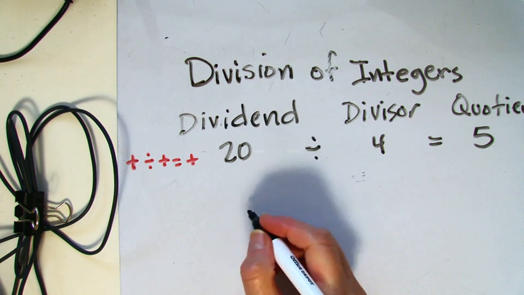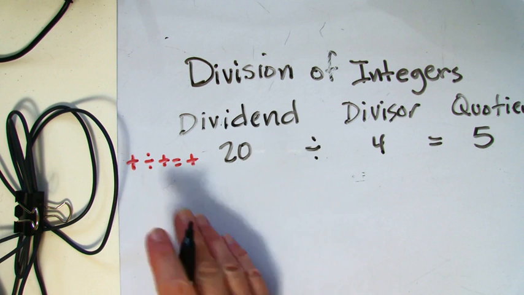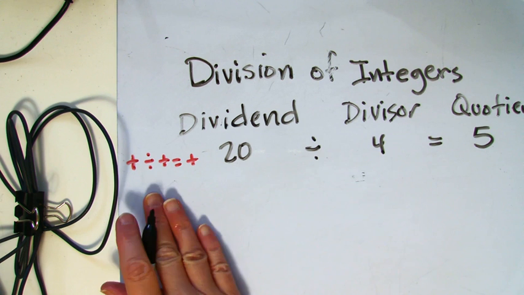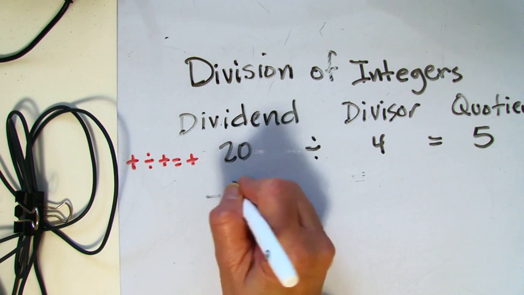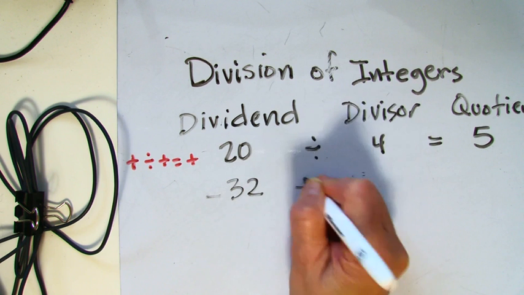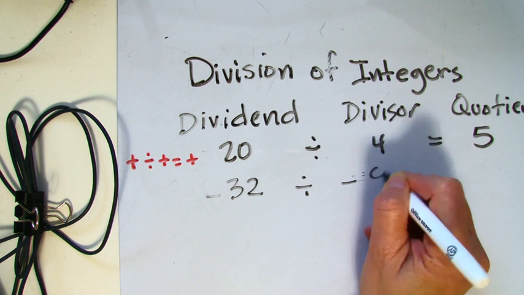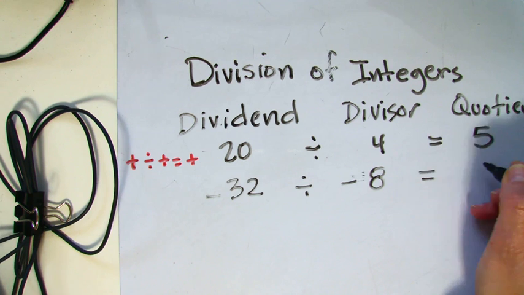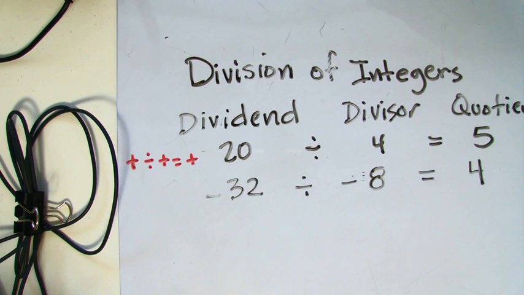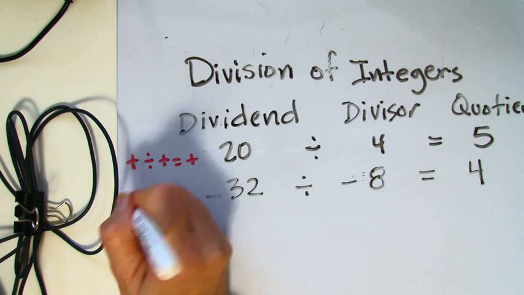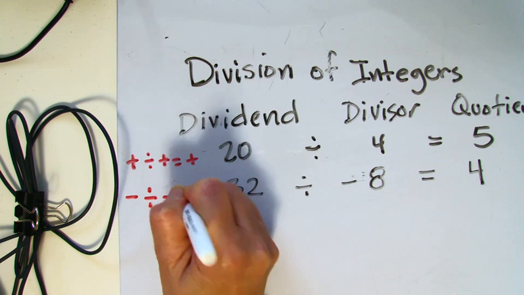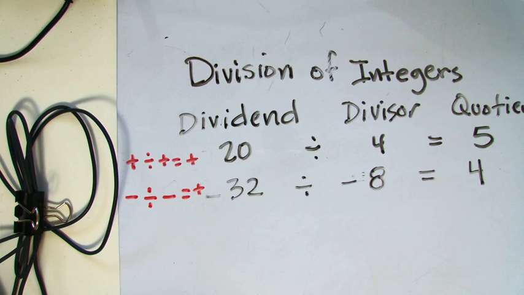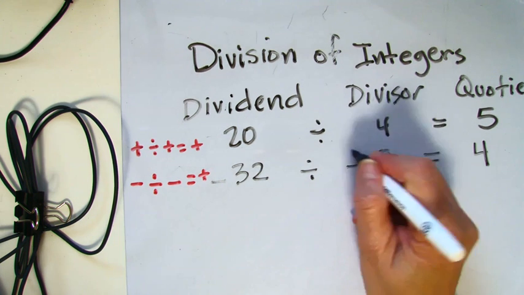Similarly, like with multiplication, if we have all negatives, our quotient will be a positive. So negative 32 divided by negative 8 is a positive 4. So a negative divided by a negative equals a positive.